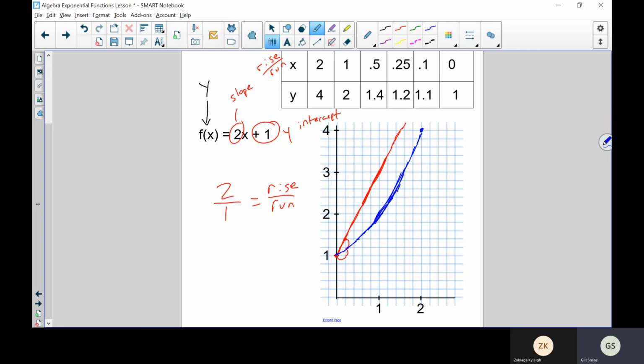So that's your first thing you write down. If you see a straight line on a graph, it is a linear function. And all we've done so far has been straight lines. We haven't graphed any curved lines, because all we've done is linear functions.